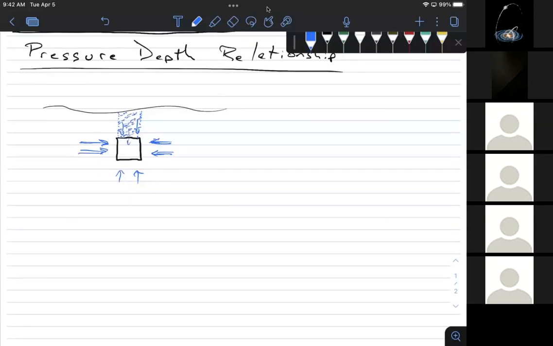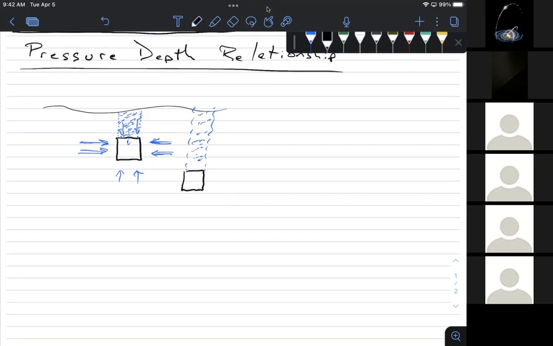And the deeper the object is, the bigger the column of water that's above it, and thus the heavier that amount of water is. The heavier it is, the more force the object feels. The more force it feels, the more pressure it feels. And so that's why there's a relationship between the pressure felt by an object and the depth of that object. The deeper you go, the more water there is on top of you pushing down on you. That's one way of thinking about why this is.